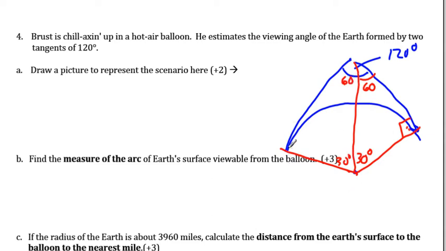So the measure of the arc, the Earth's surface viewable from the balloon, would have to be the measure of these two central angles put together, so that would be 60 degrees. I just gave you the answer to that one.